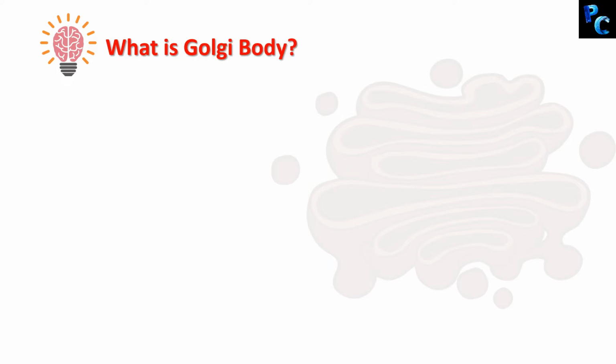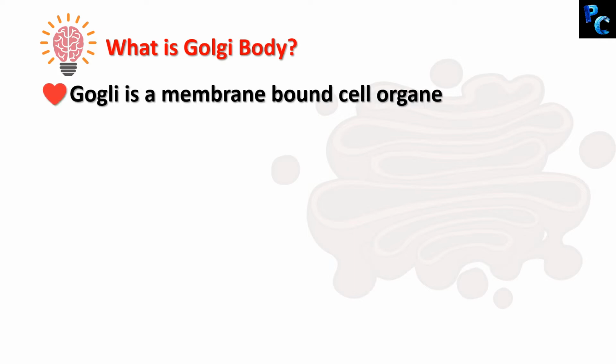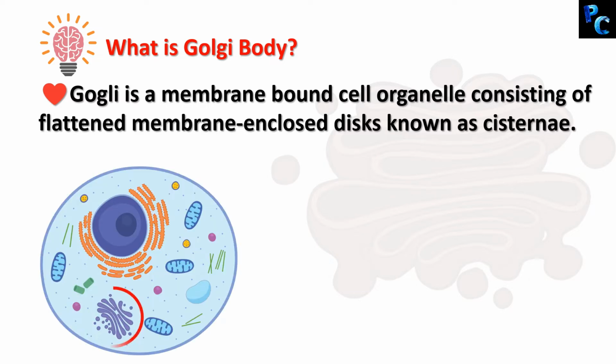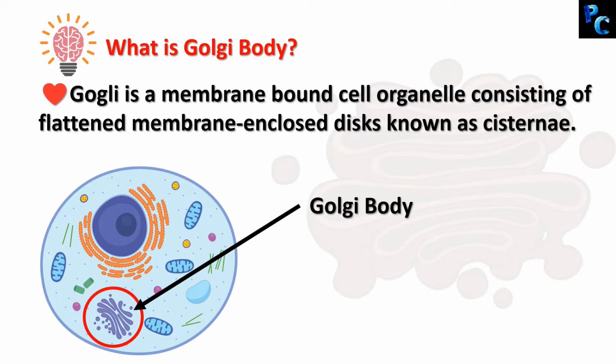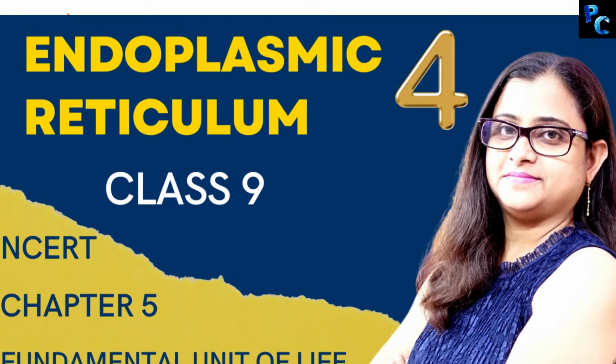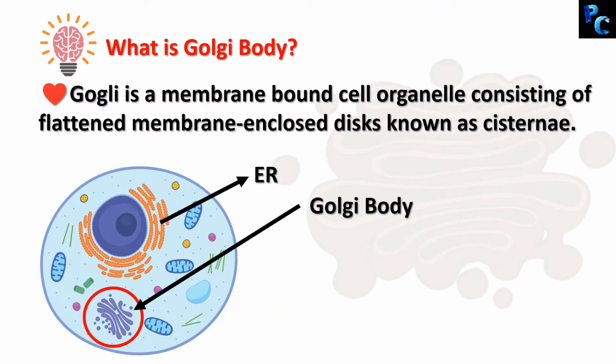So, what is this Golgi body? Golgi body is a membrane-bound cell organelle consisting of flattened membrane-enclosed discs called cisternae. This is the picture of the animal cell, and here you can find the Golgi body. We have talked about endoplasmic reticulum in my last video. Can you see? After the nucleus comes the endoplasmic reticulum and then comes the Golgi body.